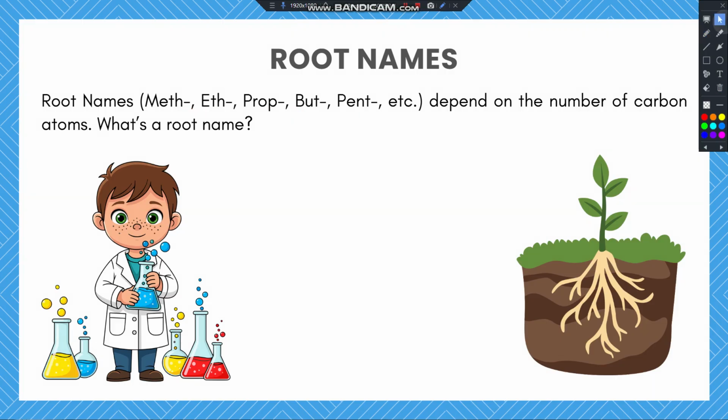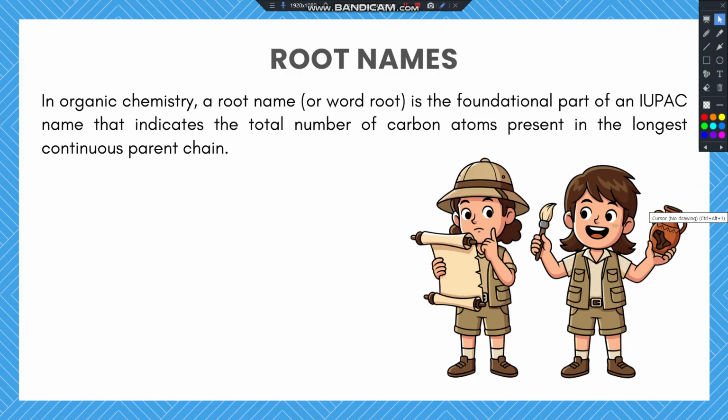So what is a root name, basically, you may be asking? In organic chemistry, a root name is also called a word root. It is the foundational part of an IUPAC name that indicates the total number of carbon atoms that are present in the longest continuous parent chain.